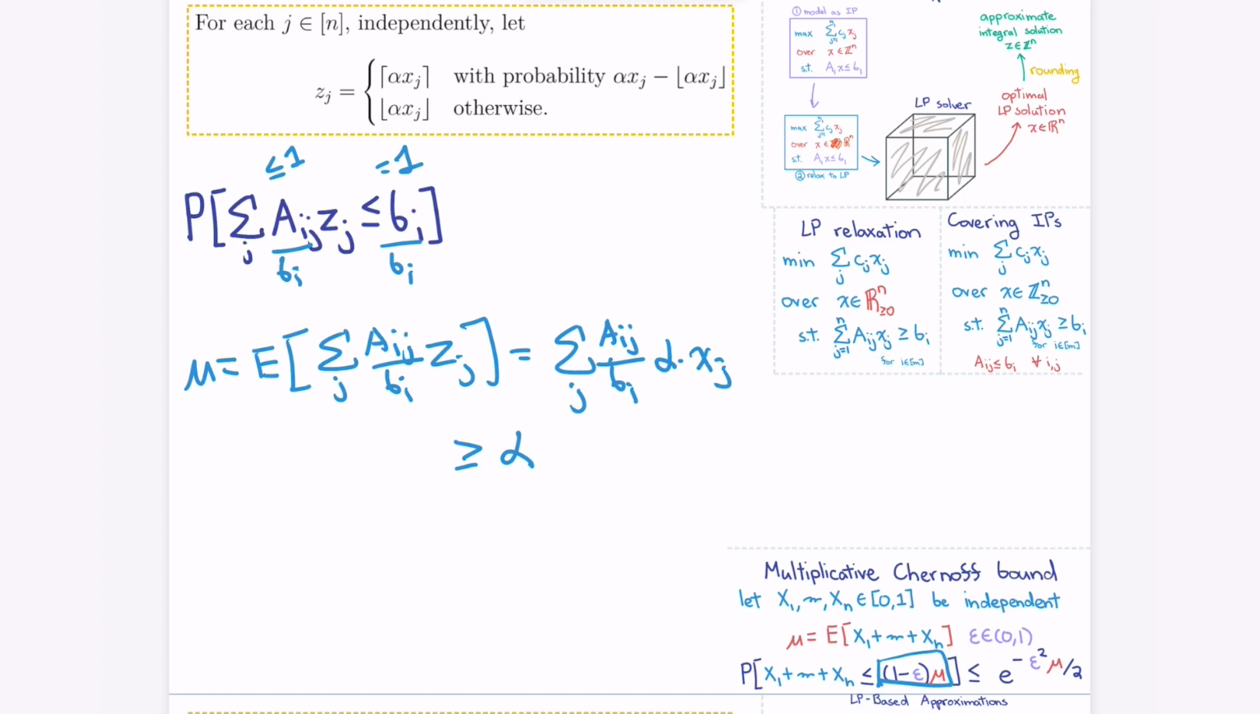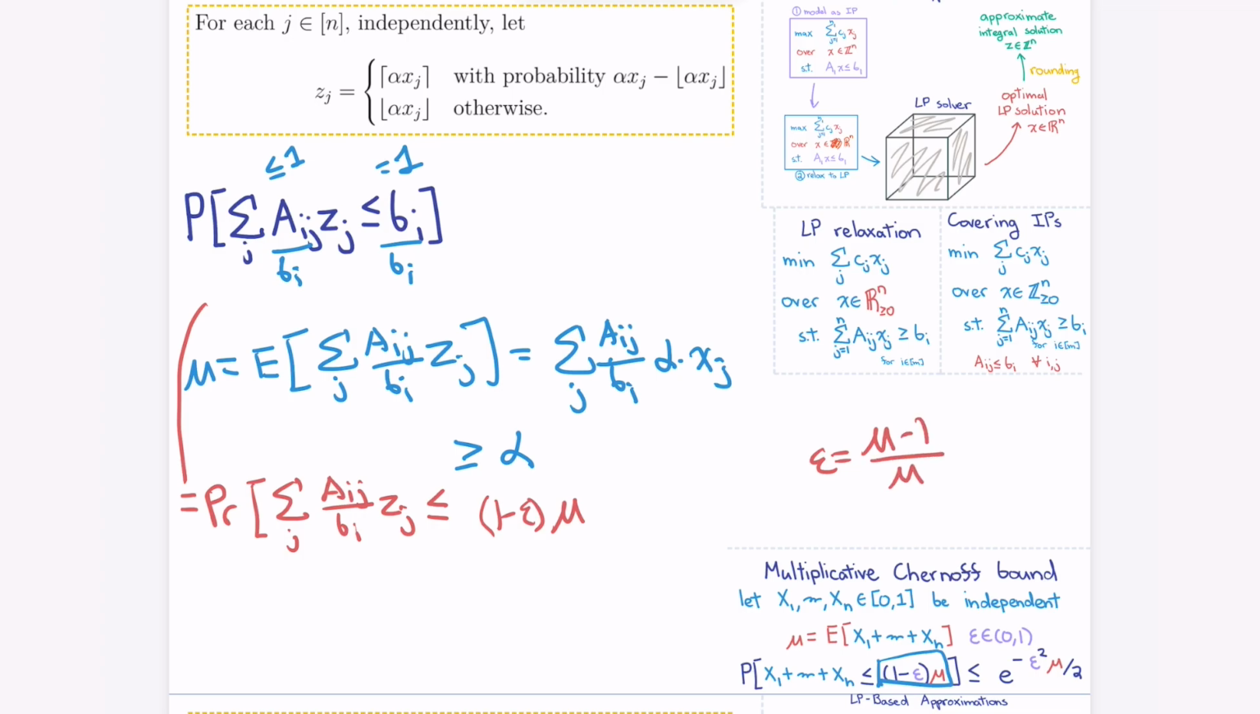This quantity, I'll write in a different color, is equal to the probability that the sum over j of aij over bi, zj is at most 1. Compared to mu, if it was 1 minus epsilon, then epsilon would be something like mu minus 1 over mu, right? So epsilon is at least a constant. It's very big compared to what we did before.